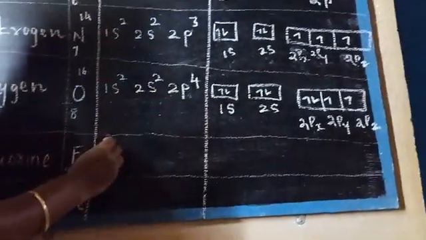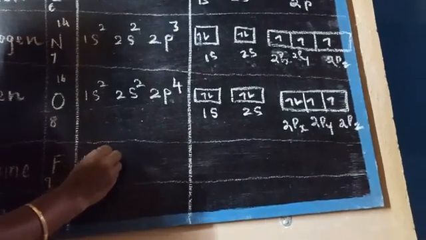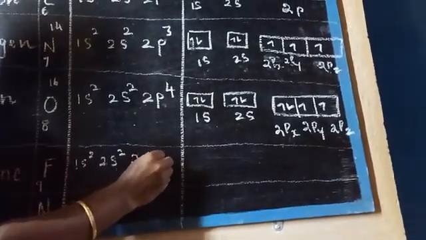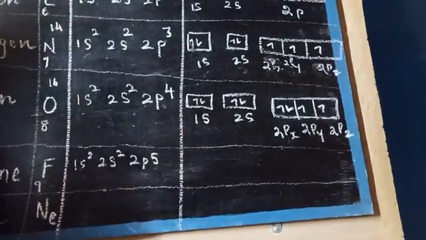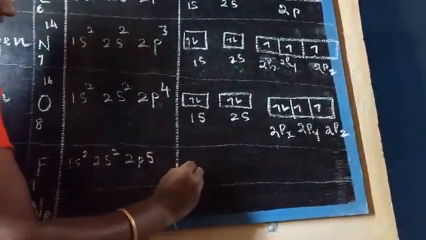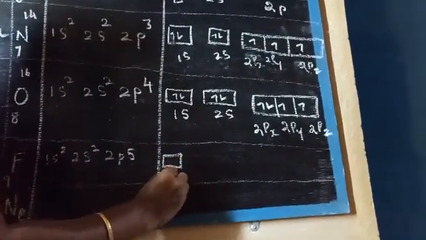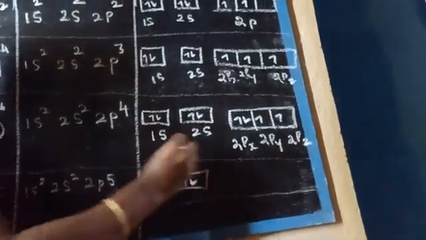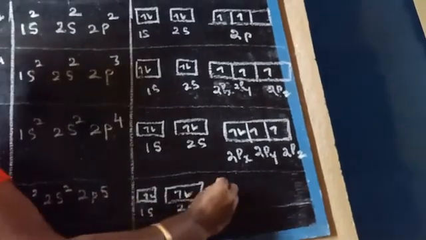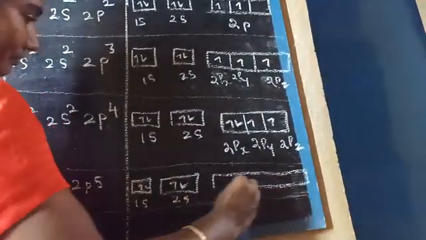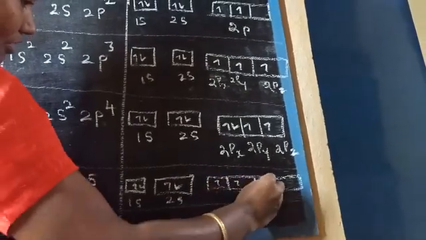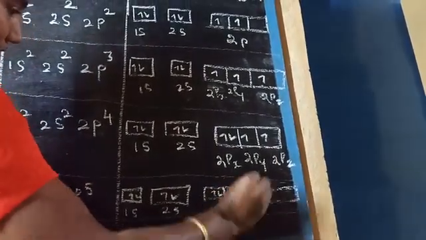Okay, so come to the fluorine, atomic number 9. Now write the electronic configuration: 1s2, 2s2, 2p5. Now 1s orbital 2 electrons, 2s orbital 2 electrons, 2p orbital 5 electrons. So 1, 2, 3, 4 and 5.